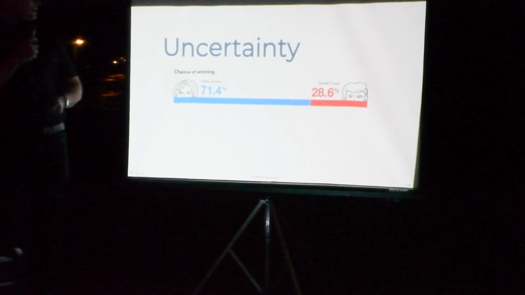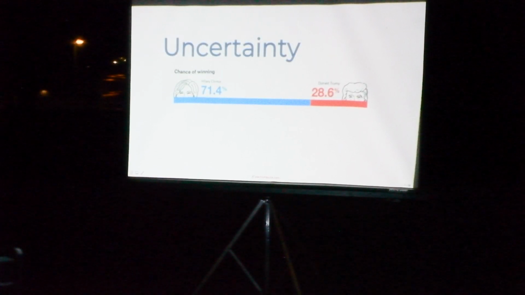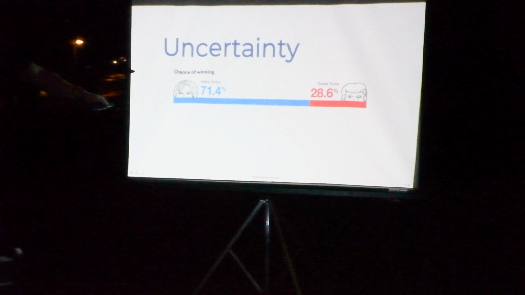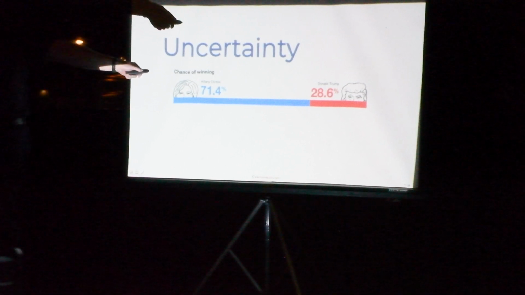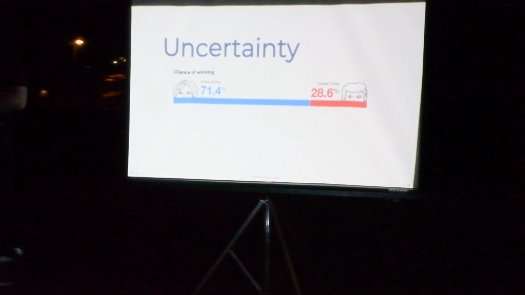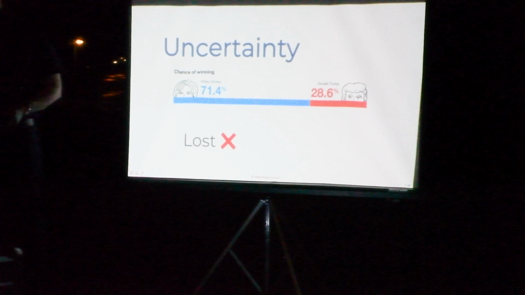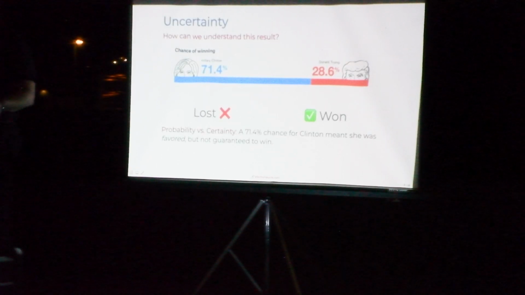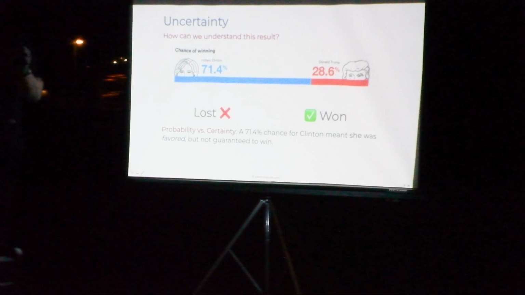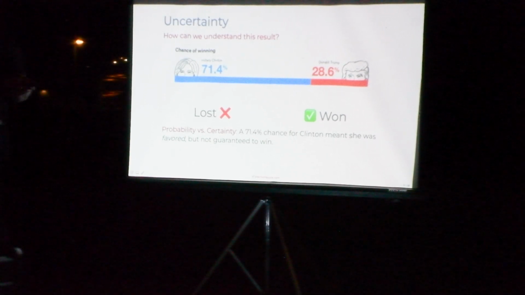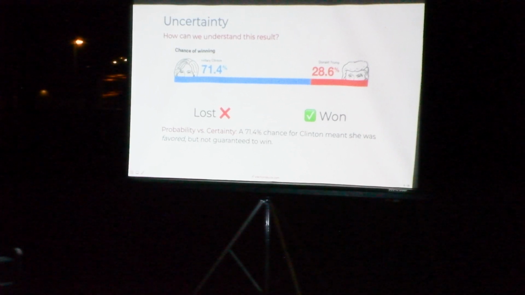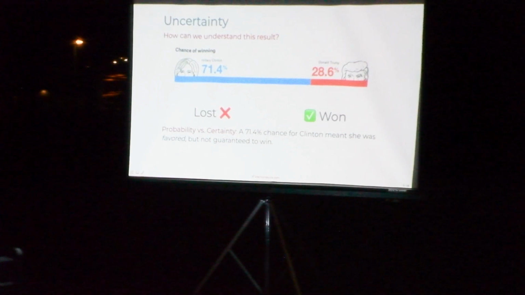So what about this one? We saw these polling results, these predictions around 2016. We saw 71.4% predicting Hillary Clinton was going to win, 28.6% saying Donald Trump was going to win. So what happened? Hillary lost, Trump won. So how do we reconcile this? We have to think about, and I know it's really statistics-based, probability versus certainty. Probability means that there's still a likelihood that something that looks like it won't happen will happen.